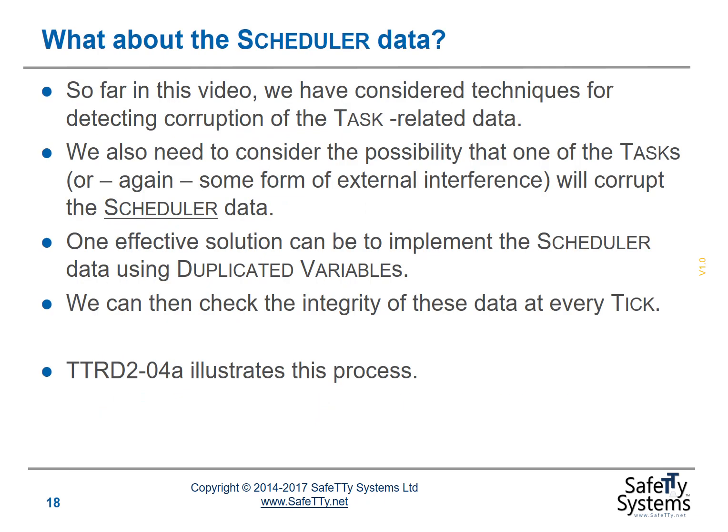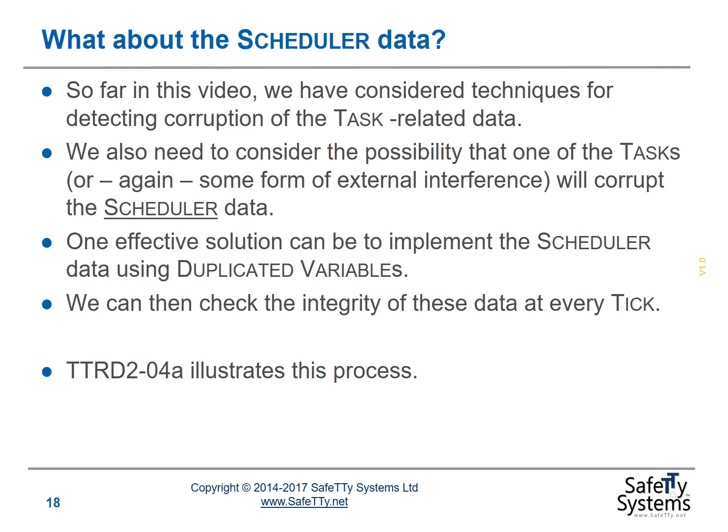The second main component we have to consider is the scheduler data. So suppose one of the tasks or some form of external interference corrupts the scheduler data. This could have very, very serious consequences. If we corrupt the data array that we first looked at in video 2, we could end up running the wrong task or running tasks out of sequence or simply triggering a task at the wrong time. And this could have very serious implications.